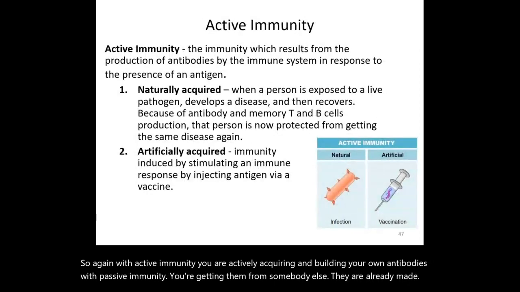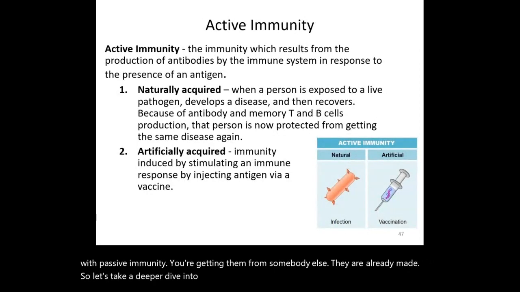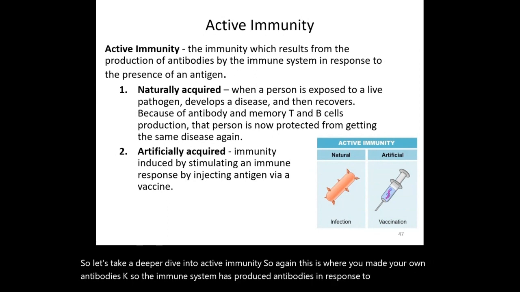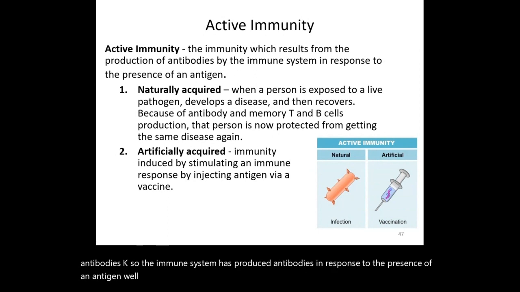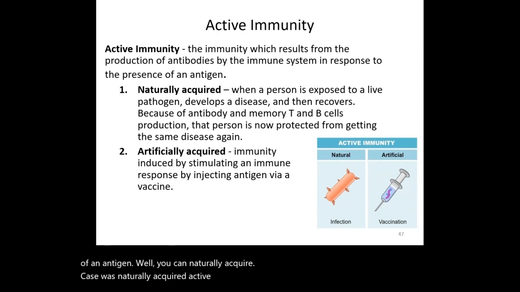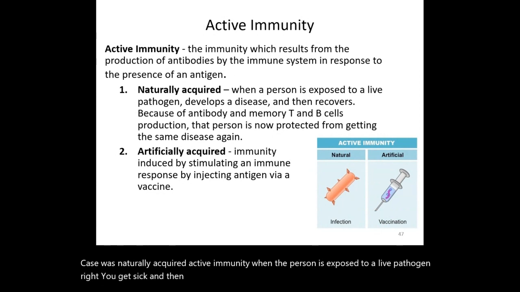So let's take a deeper dive into active immunity. Again, this is where you've made your own antibodies. The immune system has produced antibodies in response to the presence of an antigen. You can naturally acquire it, so it's naturally acquired active immunity when the person's exposed to a live pathogen. You get sick and then you get better. And then because we have memory cells, when we encounter that pathogen again, we are protected.